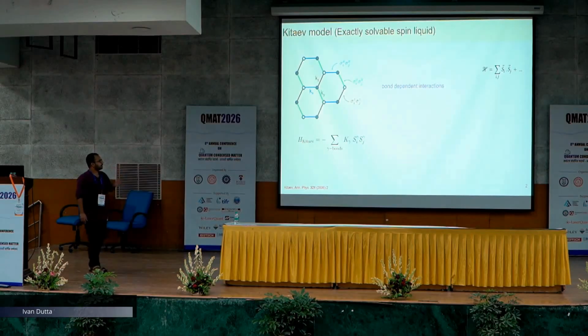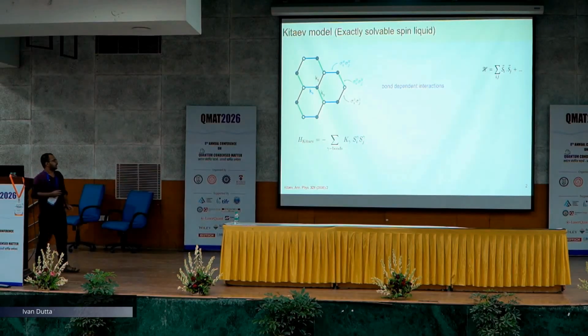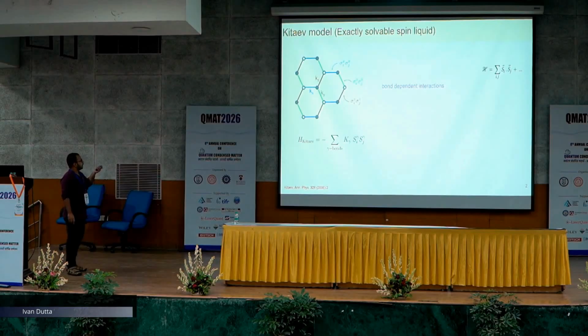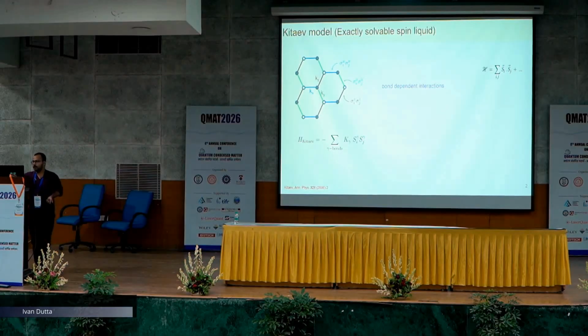So if you compare the two models on the right-hand side and left-hand side, you can see that on the left-hand side, the Kitaev Hamiltonian is bond dependent. So there are three bonds, the coordination number is 3, and along with the 3 bonds, we can associate 3 different spin interactions by Pauli matrices.